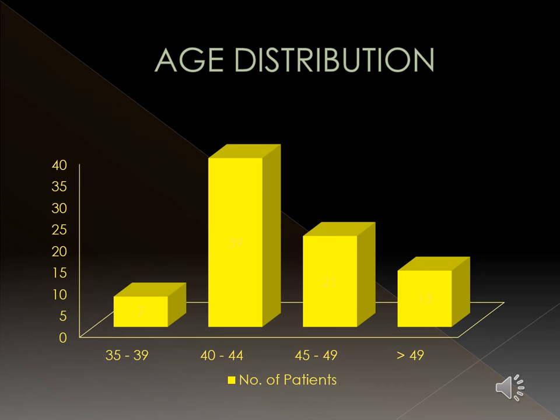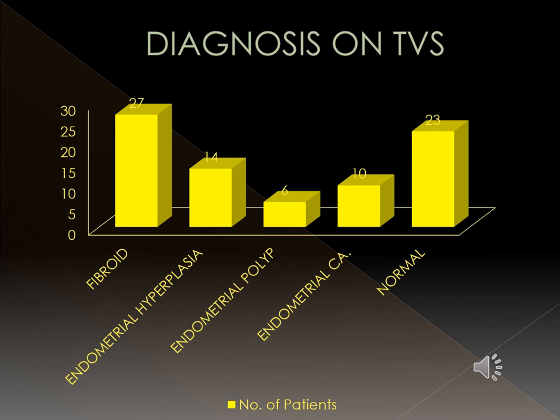This is the bar graph of age distribution in the study population. It shows the age distribution of the study participants. It reveals the majority of the females are in the age group of 30 to 40 years, followed by 25 to 30 years. This is the graph of diagnosis on TVS. Diagnosis included fibroid, endometrial hyperplasia, endometrial polyp, endometrial carcinoma, and normal patients. Majority of the diagnosis is fibroid.